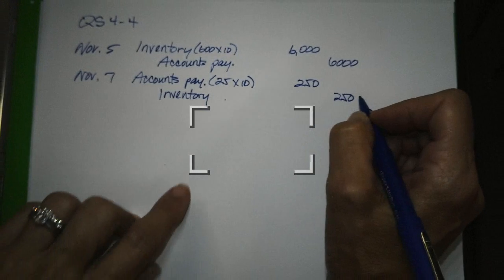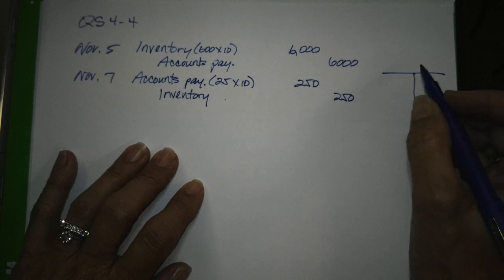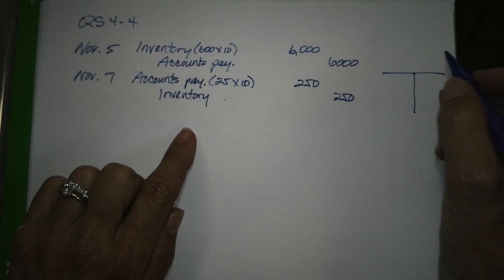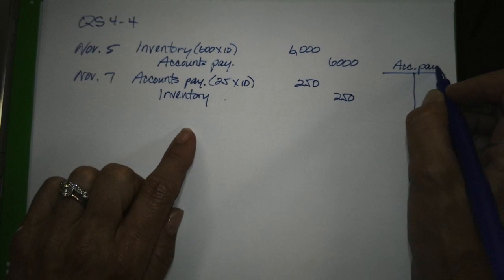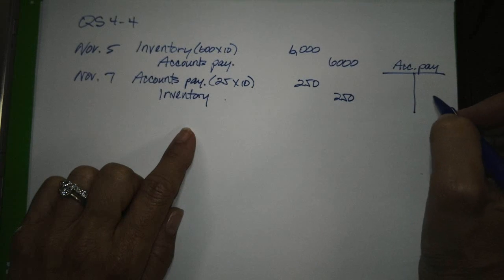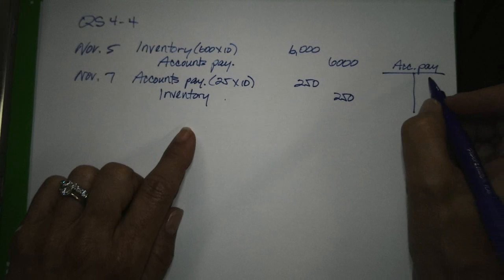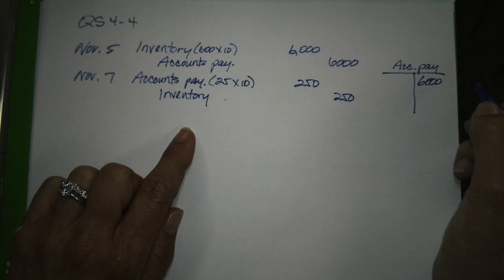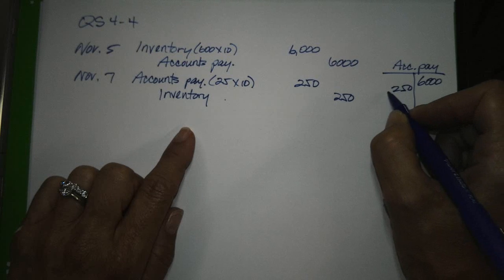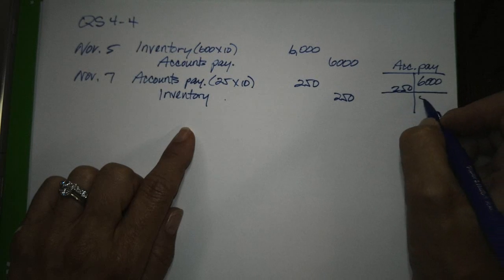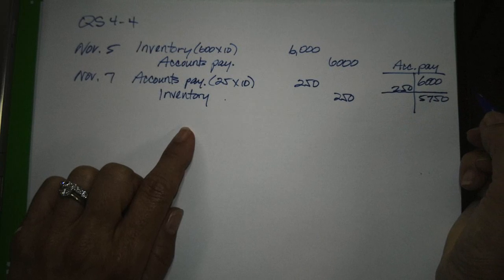Now what I'm going to do is over here as a sidebar, I am going to keep a T account for accounts payable, because when it's time for me to pay my bill, I need to know what I really owe them. So originally we owed them $6,000, we returned $250. So at this point we owe them $5,750. Okay?